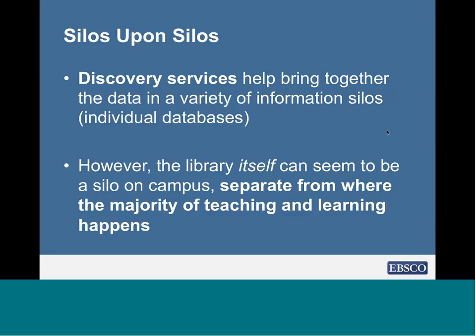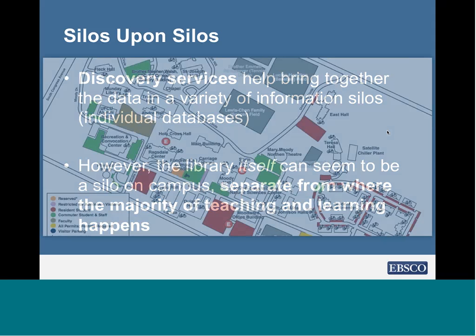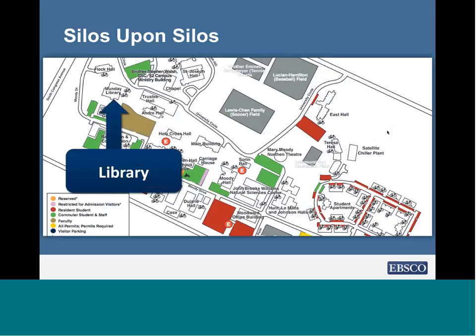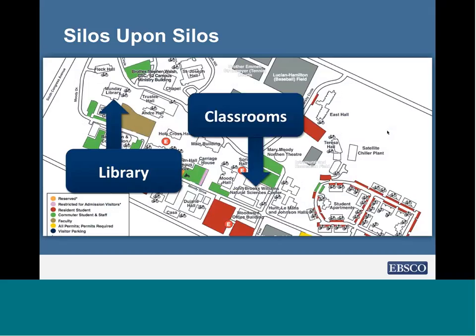So if we back up from that library-centric point of view and start looking at how the library is positioned on campus, it's something separate from where the majority of teaching and learning happens. I mentioned St. Ed's. This is a map of St. Edward's University. The library is right here. You may not be able to see the text on the building, but that's where the library is. There are now some classrooms in that renovated building, so that's cool, but for the most part, the classrooms on campus were located elsewhere.